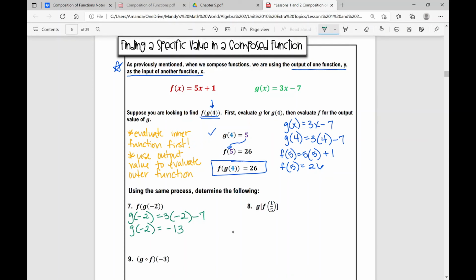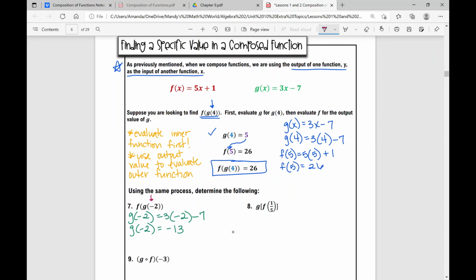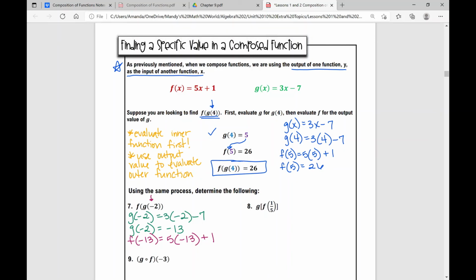Now we want to find f of negative 13, right? If g of negative 2 is negative 13, then now we're looking for f of negative 13. F of negative 13 means 5 times negative 13 plus 1. I'm sorry. Yes, 5 times negative 13 plus 1, which is negative 64. Which means f of g of negative 2 equals negative 64.